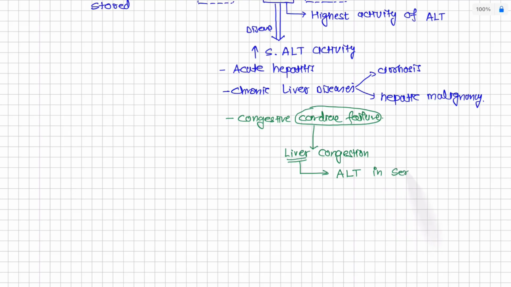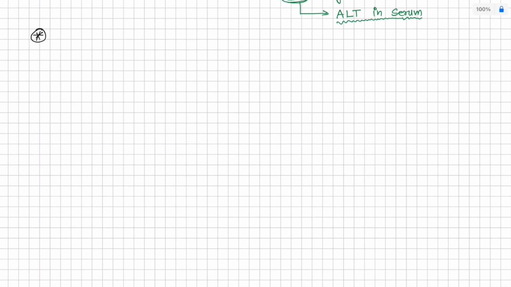aminotransferase in the serum. So here what happened? Root cause is cardiac, but the enzyme elevation reflects a secondary liver involvement, not the primary heart damage, right? So now the next enzyme on the list is amylase.